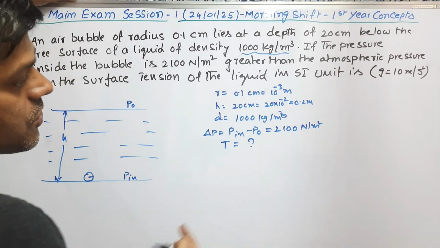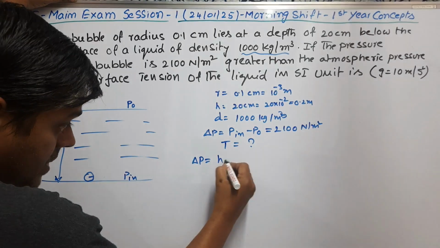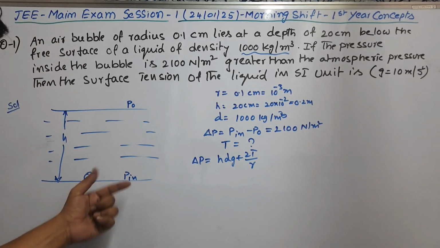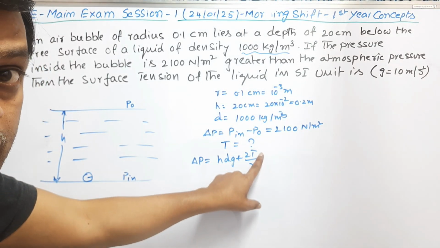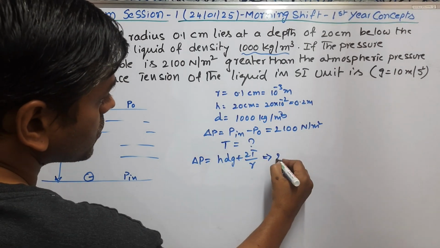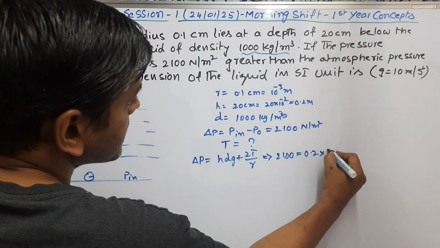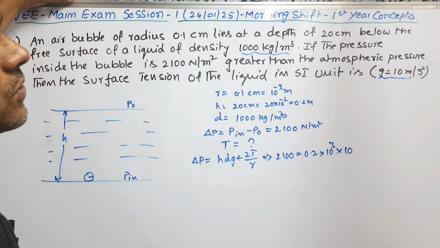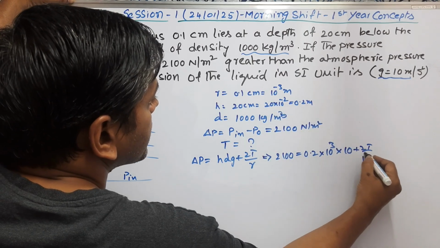Then what is the surface tension of the liquid? T is equal to what? This is what is asked. The difference in pressure is equal to h d g plus 2T by R. Why? Because any body lying inside the liquid exerts this amount of pressure. Moreover, this is a liquid drop, and the pressure inside it in terms of surface tension is 2T by R. So delta P is given: 2100 is equal to h, which is 0.2, into density 10 cube, into g. By convention you can take g equal to 10, plus 2T by R, where R is 10 power minus 3.